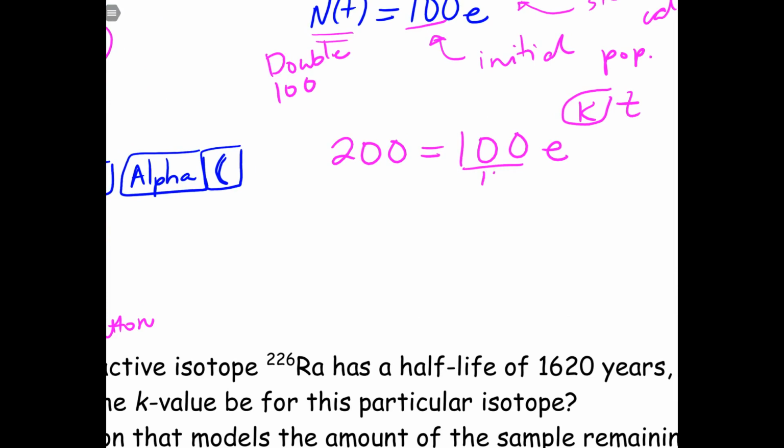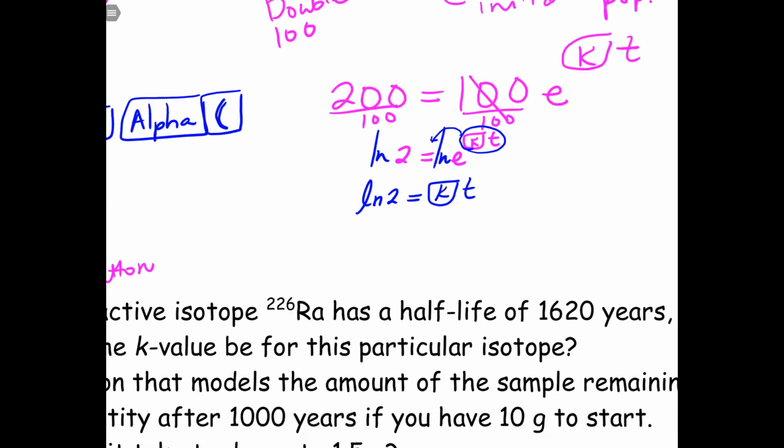Divide by 100. And that gives us 2 is equal to e times to the stored k times t. What would we do then to solve for t? Natural log. We got to get that variable out of the exponent. So we do natural log both sides. And now we bring the power, we use the power property to bring k times t in front of natural log of e. But natural log of e is just 1. So we have natural log of 2 equals that stored k value times t.